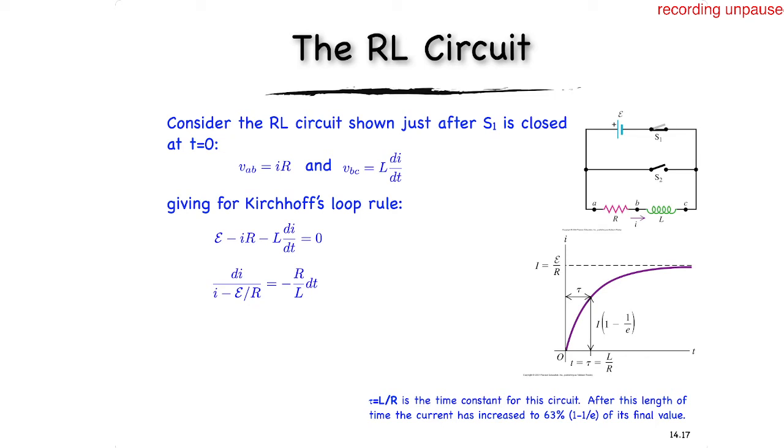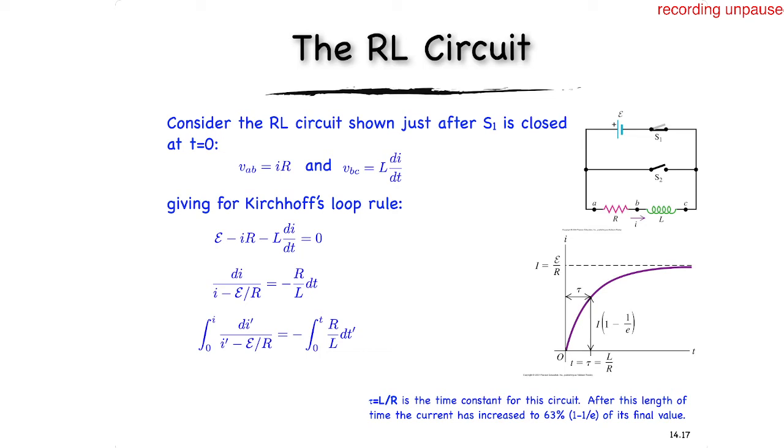And the reason I do that is I can integrate both sides. On the left, I'm going to get a function of the current, and on the right, a function of the time. I'm going to try to solve for the current as a function of time. So let me integrate both sides. On the right, this is trivial. R over L is a constant. That comes outside the integral. I'm just integrating dt, so that's going to give me t. And my limits are from 0 to some time.